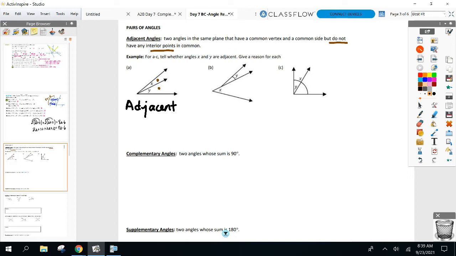Hey, what do you think about B? Let's talk about B. You think those two, X and Y, are adjacent or not? No. Why not? They don't share a vertex. Okay, we could stop there. I don't care if everything else is fine. They don't share a vertex. They're not adjacent to each other.